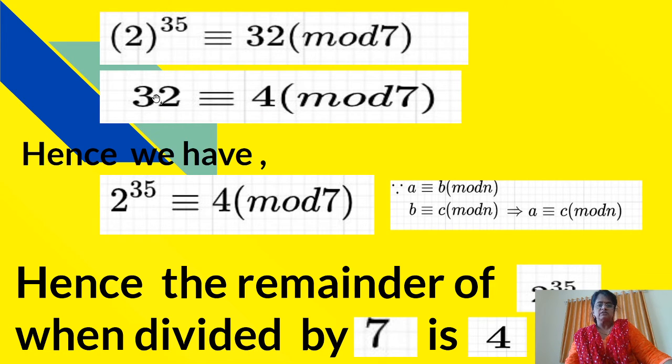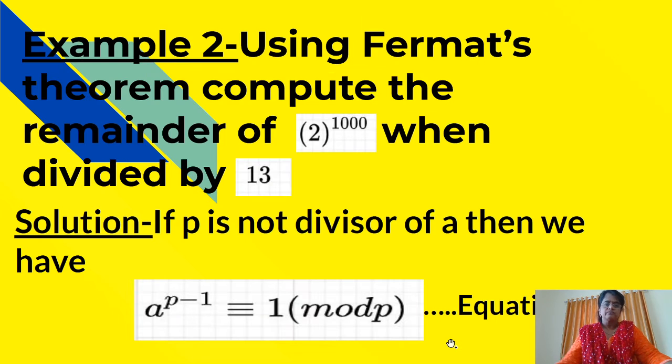From these two equations, we have 2 raised to 35 is congruent to 4 mod 7, because if a is congruent to b mod n and b is congruent to c mod n, then we have a is congruent to c mod n. Hence, from this last equation, the remainder of 2 raised to 35 when divided by 7 is 4. Now see the next example.